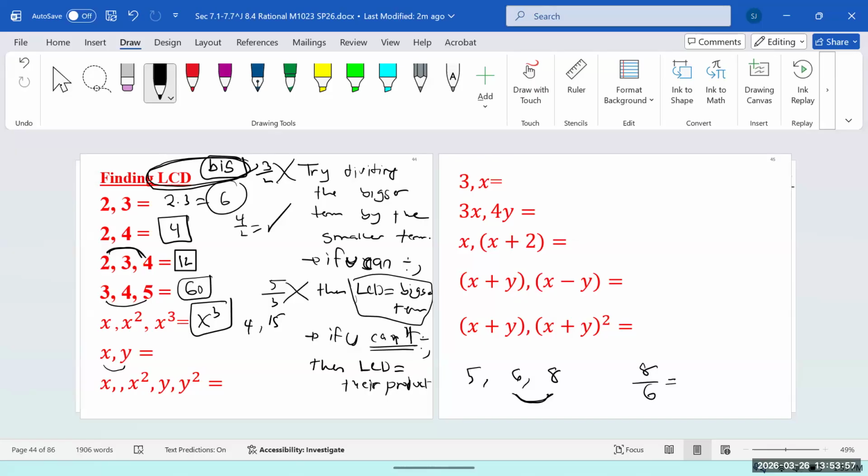Now between x and y, is there anyone big, anyone small? So it's the combination x, y. How about x, x squared, y squared? Good job. For x and x squared, it's x squared. Y and y squared, it's y squared. So you multiply them, you get x squared, y squared.